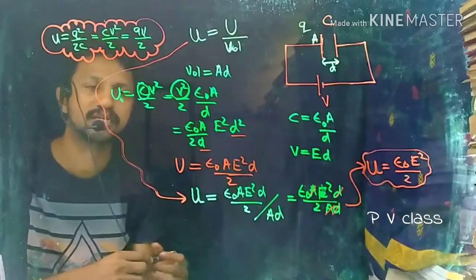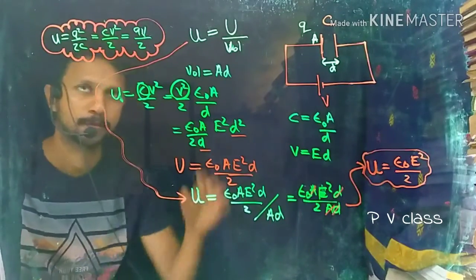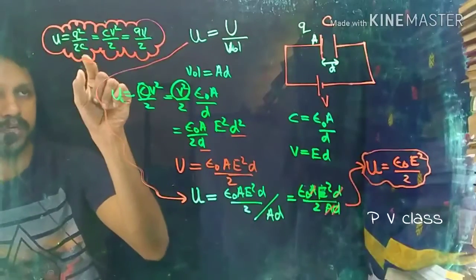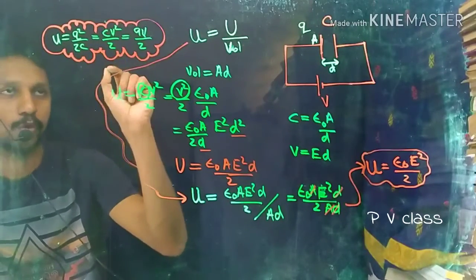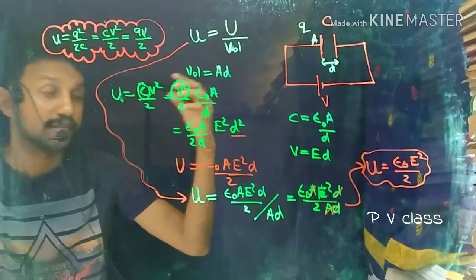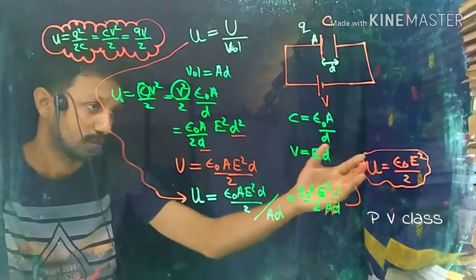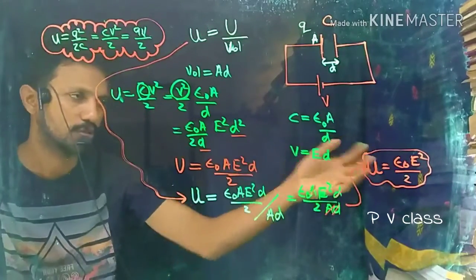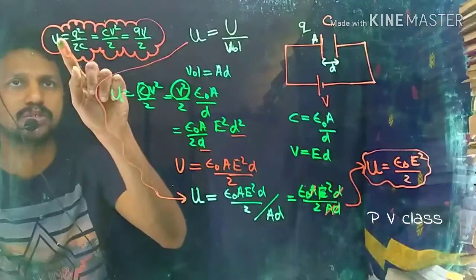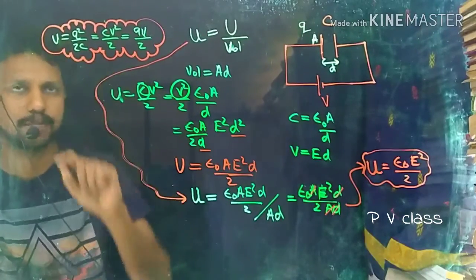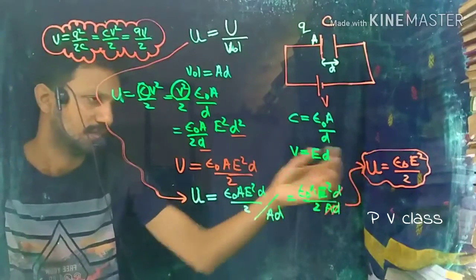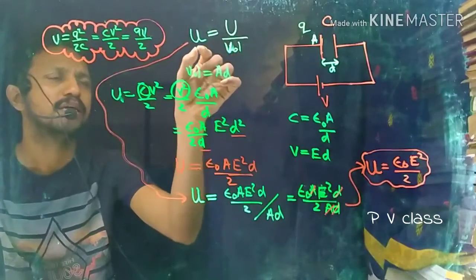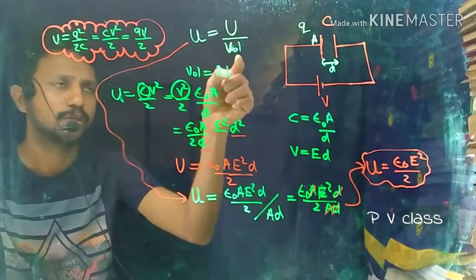Energy density is energy stored per unit volume. The energy stored in a capacitor is Q square by 2C, CV square by 2 and QV by 2. Energy density of a capacitor is half epsilon 0 E square or epsilon 0 E square by 2. Energy is normally denoted by the letter capital U, and energy density is denoted by the letter small u. You should also remember the formula. Energy density is energy stored per unit volume.